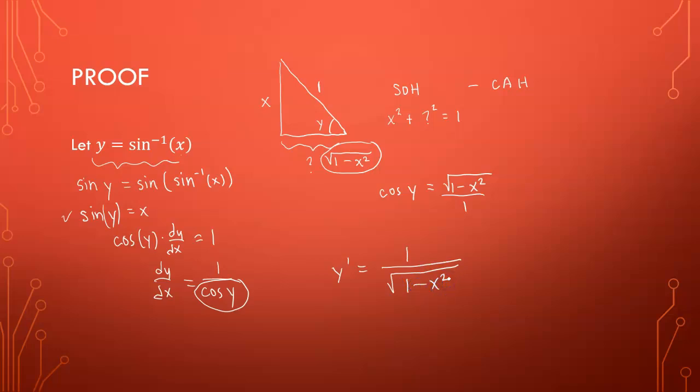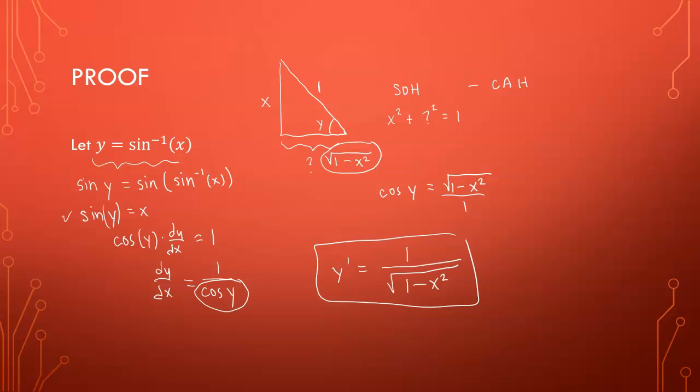And that's what we think of as the derivative for sine inverse. We don't say 1 over cosine y because that's confusing. What we do is we replace it with right triangle trig, and we get this really nice equation that gives us the derivative of sine inverse.